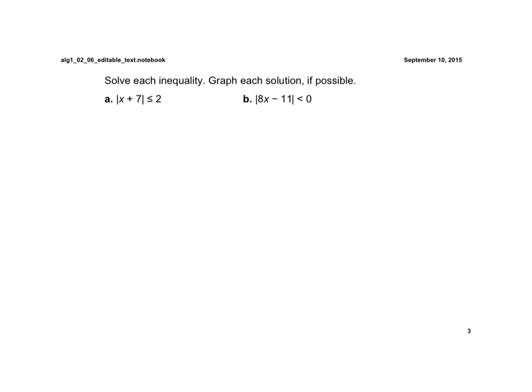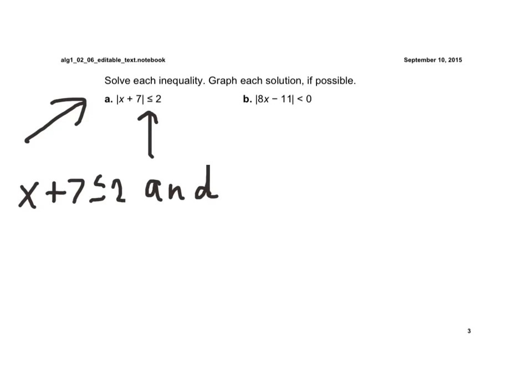So if we first look, I want to make sure that the absolute value is isolated, which it is, and I also want to recognize that it's a less than, because if it's a less than, then I know it's a conjunction, and I'm going to use the word and between them. So the first one I'm going to have is x plus 7 is less than or equal to 2, and x plus 7 is greater than or equal to a -2.